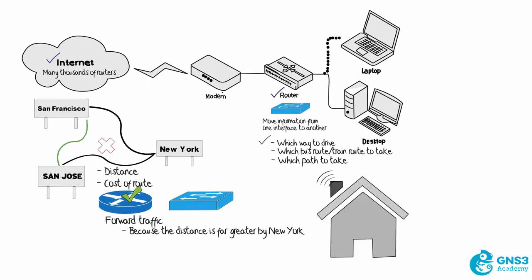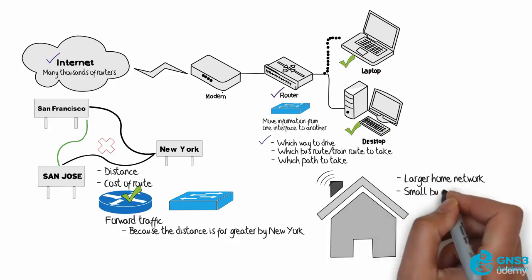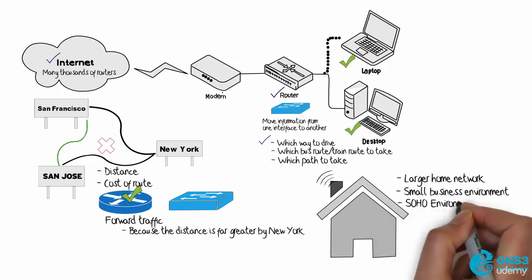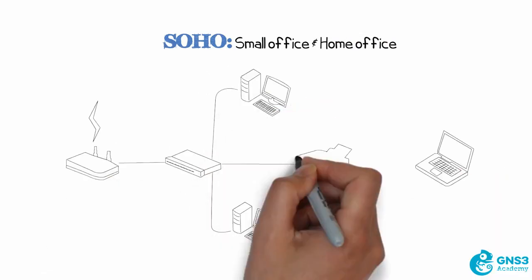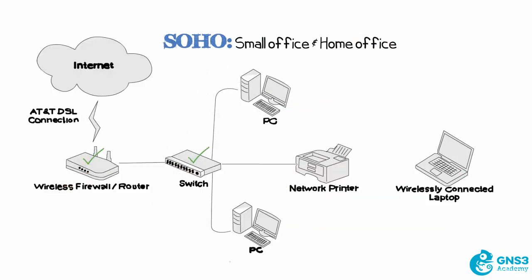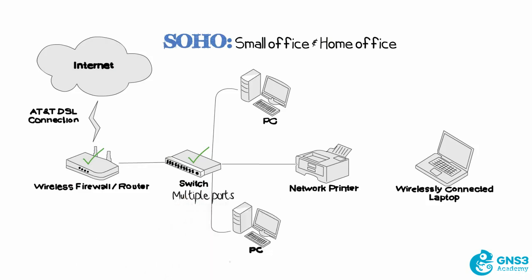So your home network may consist simply of a router with some iPads or laptops and desktops, or you may have a larger home network or work in a small business environment or SOHO environment. SOHO is small office, home office, and in an environment like this, you may have a router connected to a device called a switch. A switch essentially gives you multiple ports or interfaces that you can connect devices to. So in this example, we have a network printer and two PCs that are connected physically via a cable to a switch, which in turn is connected to the router.